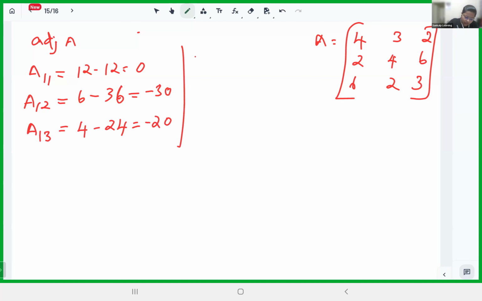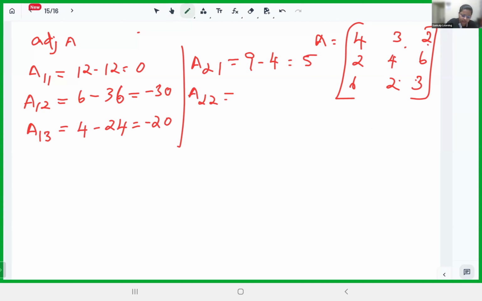Okay, now we need to find out A21, right? For A21, the second row and first column should be deleted. Remaining is 3, 2, 2, 3. So that is equal to 3 into 3 is 9, minus 2 into 2 is 4, 9 minus 4 is equal to 5. And what about A22?